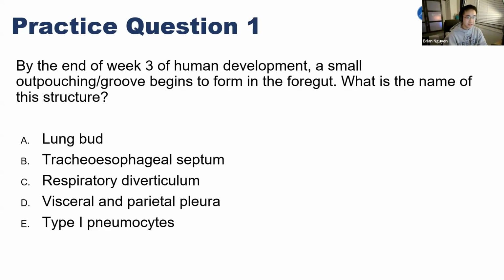All right, so let's start talking about our first step of respiratory development, and that's going to be the formation of the respiratory diverticulum. Respiratory diverticulum, right? So let's just go over these. Lung bud, a little too early for that. Tracheoesophageal septum, we'll talk about that in a second. And visceral and parietal pleura, remember those are our serous membranes, where we have our pleural cavity. That's where it's going to surround our lungs. Type 1 pneumocytes is just going to make up our lungs. That's not bad, so we're not going to look at that.